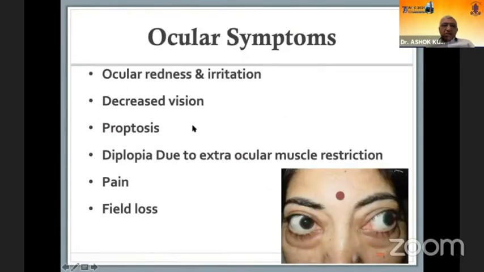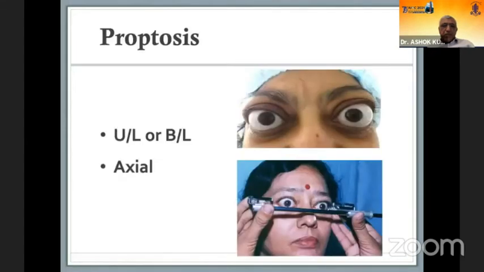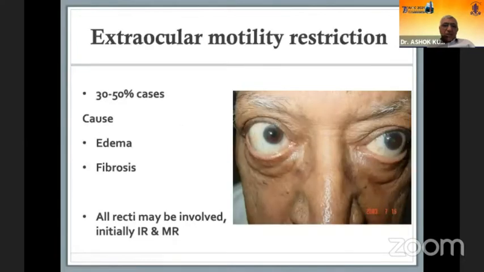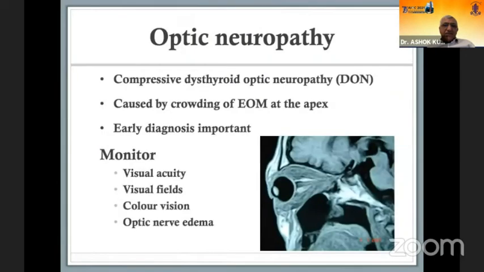The ocular symptoms we are familiar with, involving the orbit, muscles, and the tissues of eyelid, conjunctiva, and cornea. The ocular signs are accordingly proptosis, extraocular muscle restriction, eyelid signs, conjunctival corneal signs, and the major risk of optic neuropathy due to compression. So these all need to be assessed in all cases at all the visits and appropriately staged and classified.